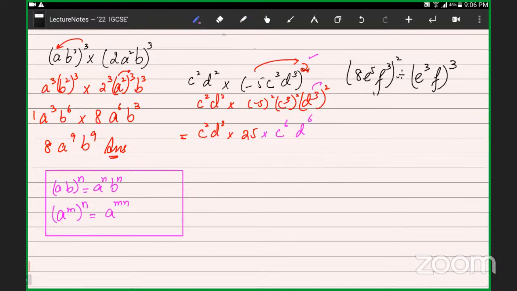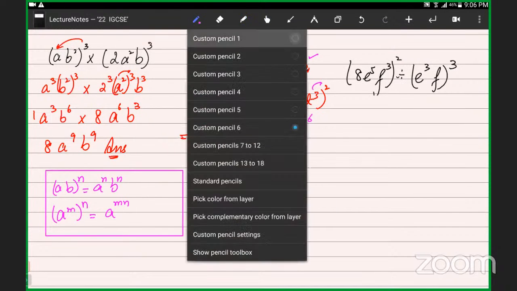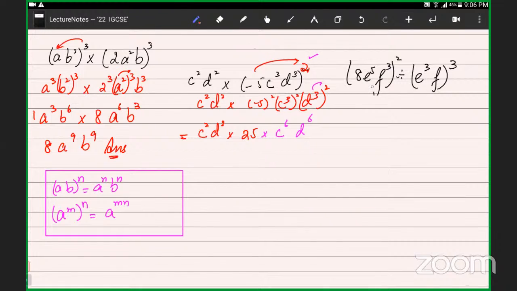Next is 8 square e raised to the power 5, its square will come. It is f cube square divided by e cube whole cube and this is f cube. So it is 64 e raised to the power 10 f raised to the power 6 divided by e raised to the power 9 f raised to the power 3. Okay.